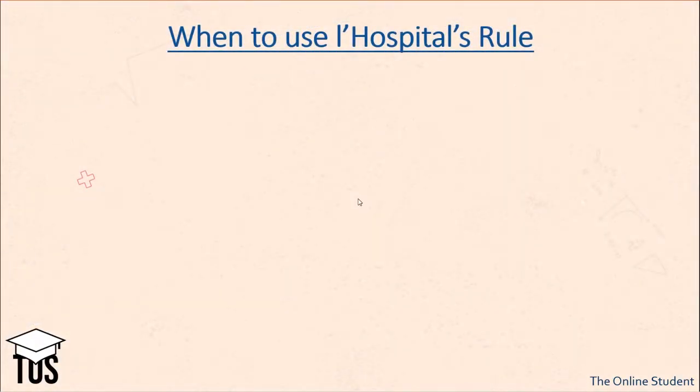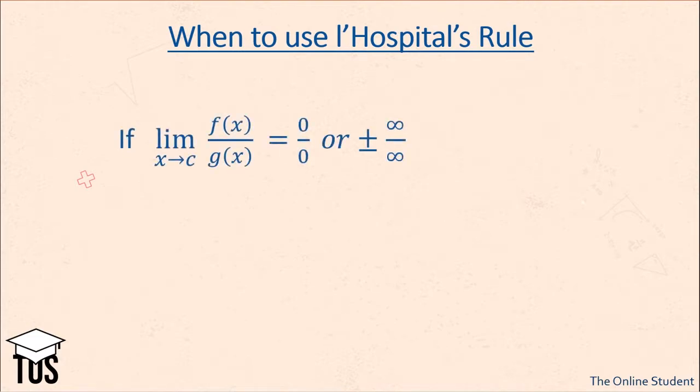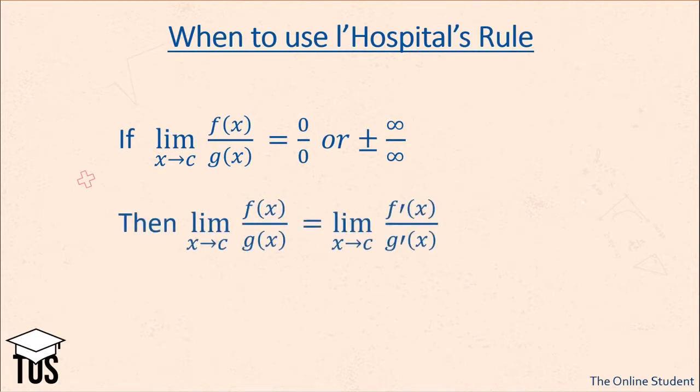Okay, let's have a look at when to use L'Hospital's rule. L'Hospital's rule can be used when a limit as x approaches c for a certain fraction is either 0 to 0 or infinity to infinity, a so-called indeterminacy. If this is the case, the limit can be found by taking the limit of the derivative of the nominator divided by the derivative of the denominator.